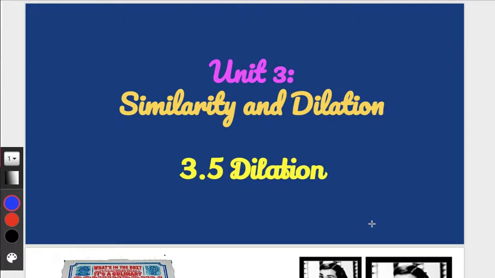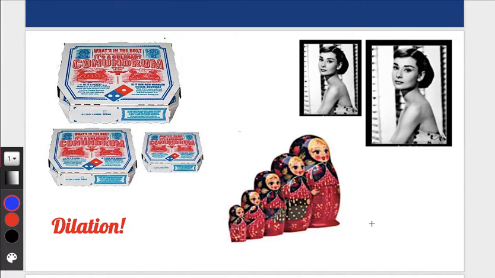Today, we are going to introduce this transformation called dilation. It's quite different compared to rigid motion. So let's see more details of this. First, let's see some examples here.